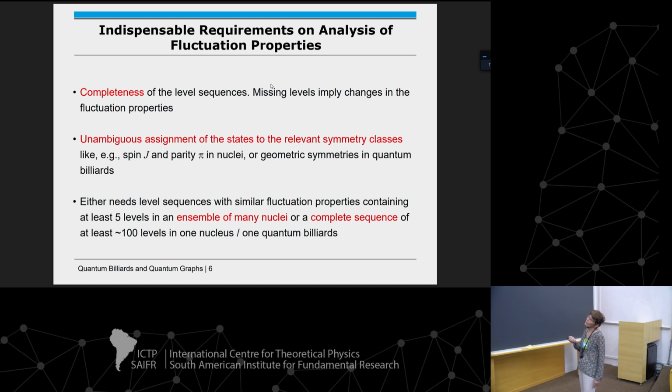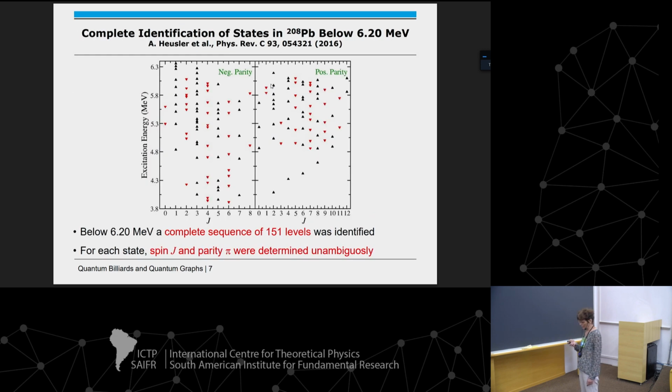I will now show one example from nuclear physics. This is lead 208. They were able to find 151 levels, which is a lot for a nucleus, below a certain excitation energy. And what is even more important, they were able to separate them by symmetries. In this case, one symmetry is parity. Another symmetry is the total angular momentum J. And they were able to separate by this.